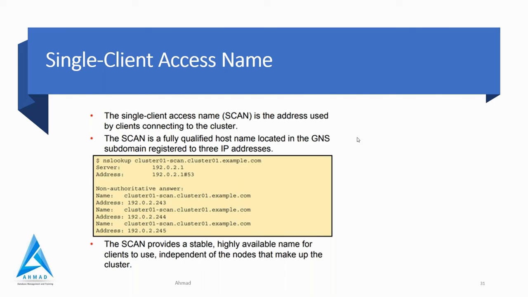Because the SCAN addresses resolve to the cluster name, rather than a node address in the cluster, nodes can be added or removed from the cluster without affecting the SCAN address configuration. Clear? So if you do not use GNS, the SCAN should be defined in the DNS, I told. Okay, clear?